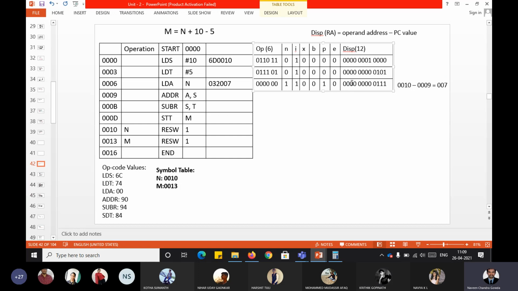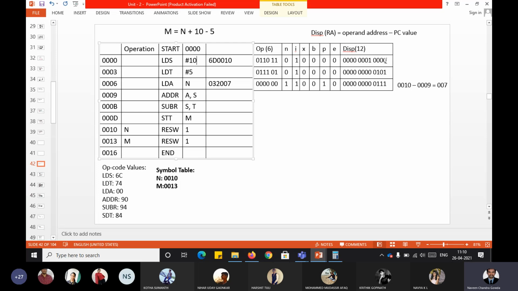Yes, sir. The reason I asked is this: in LDS hash 10, we made use of 10, but you cannot write it as 10, because this 10 is the decimal 10. I repeat, this is the decimal 10. The decimal 10 you can't write like this. When you convert decimal 10 to hexadecimal, it becomes A. It is not 10. So for that I'm asking.